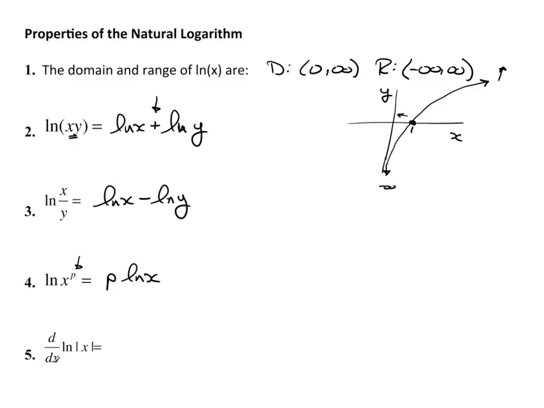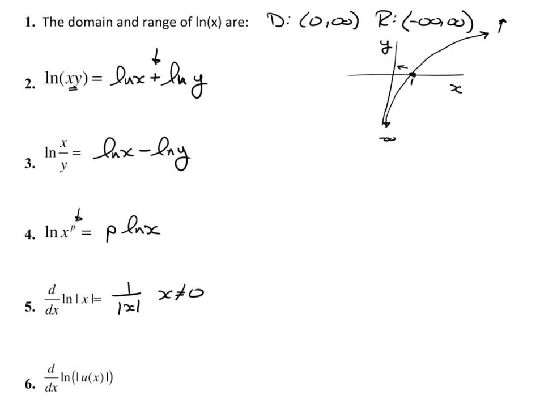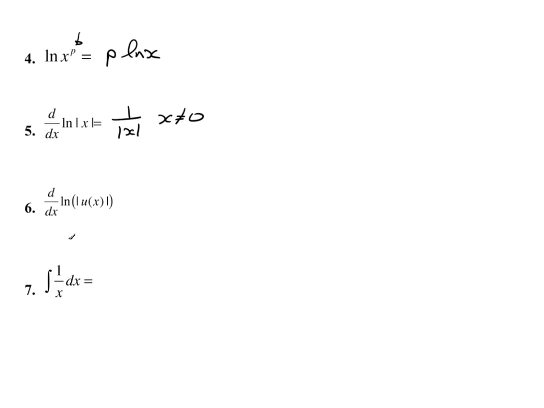Now, d/dx of ln of the absolute value of x is going to be equal to 1 over the absolute value of x, obviously for x non-zero. See, by using the absolute value, I can now take on negative values of x, because I'm dealing with the absolute value. The derivative, d/dx of ln of the absolute value of u of x, is going to be equal to 1 over the absolute value of u of x times u prime of x.